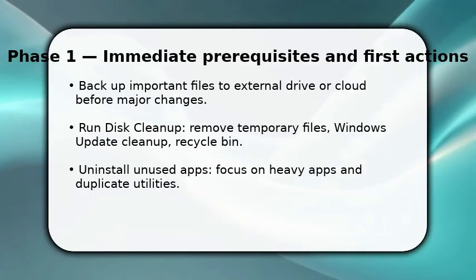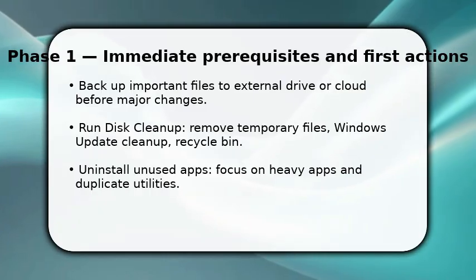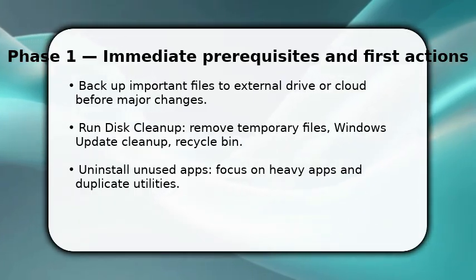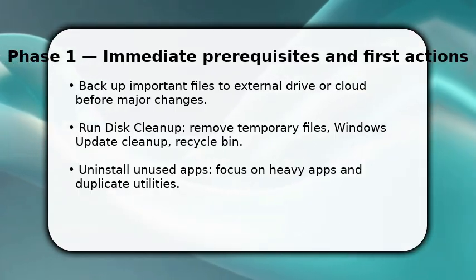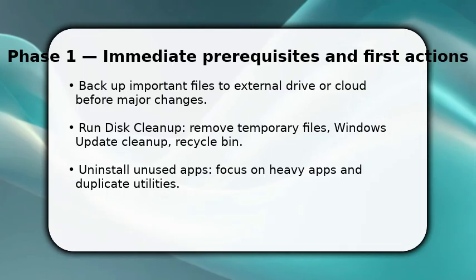You begin by preparing the system. Make a quick backup so you can undo mistakes. Now open Disk Cleanup and include system files. This removes caches and Windows Update debris, freeing gigabytes and reducing fragmentation.